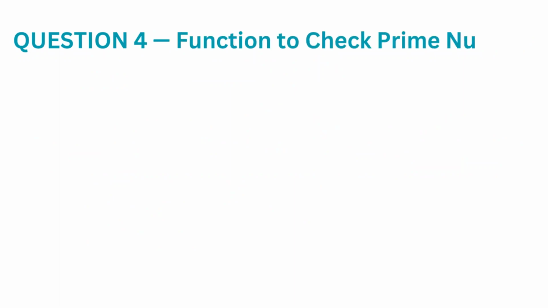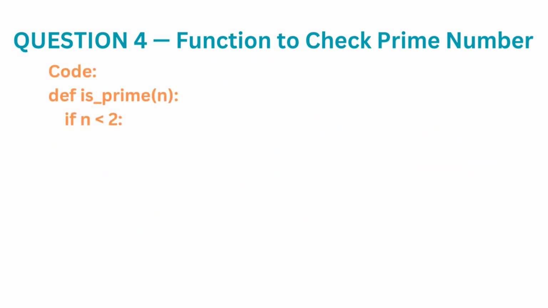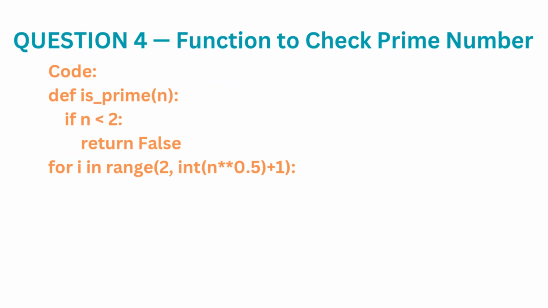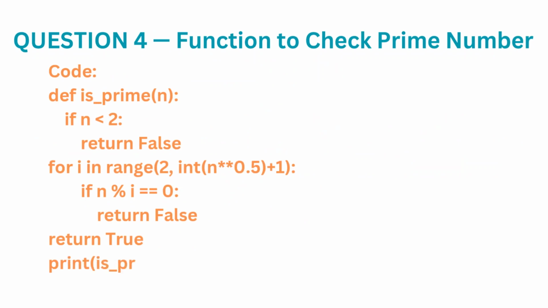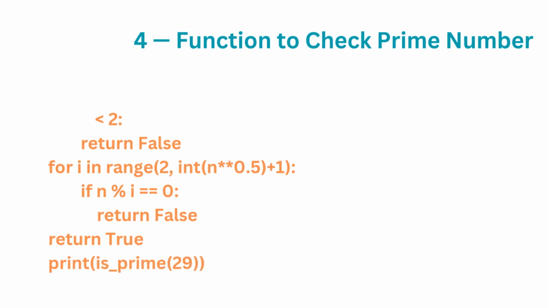Question number 4 is a function to check prime number. First we encapsulate the prime logic in a function for reusability and check the divisibility up to root n for efficiency. So the code is def is_prime, and if n is less than 2 that should return False. For i in range 2 to int of n to the power 0.5 plus 1, and if n modulo i equals 0 that should return False, or else return True, that should print the prime number.